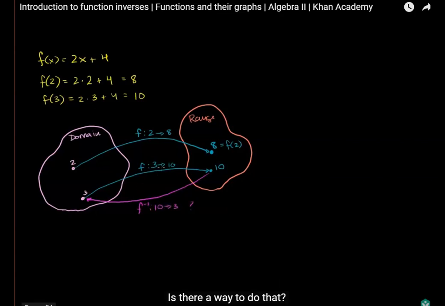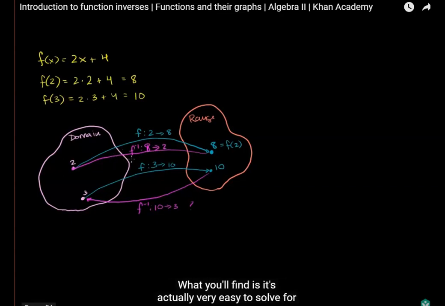Is there a way to do that? Will that same inverse of f, if we apply 8 to it, take us back to 2? Now, all of this seems very abstract and difficult. What you'll find is it's actually very easy to solve for this inverse of f. I think once we solve for it, it'll make it clear what I'm talking about. The function takes you from 2 to 8. The inverse will take us back from 8 to 2.